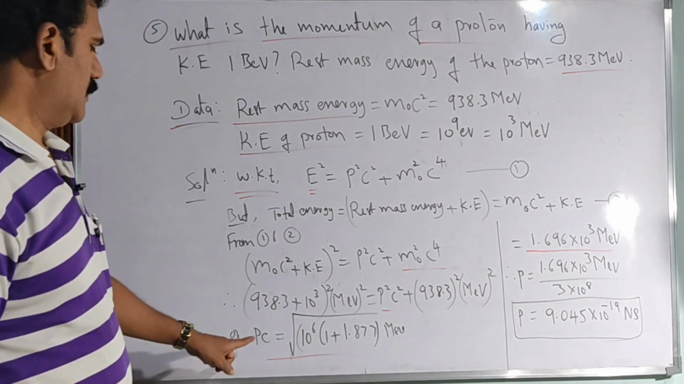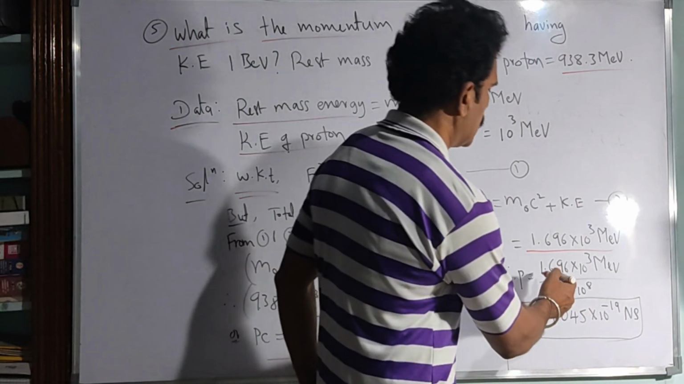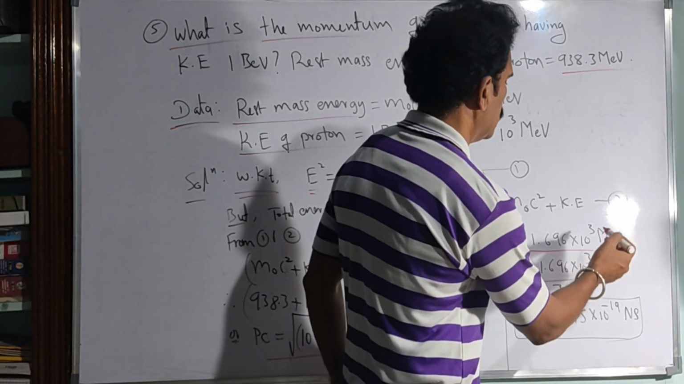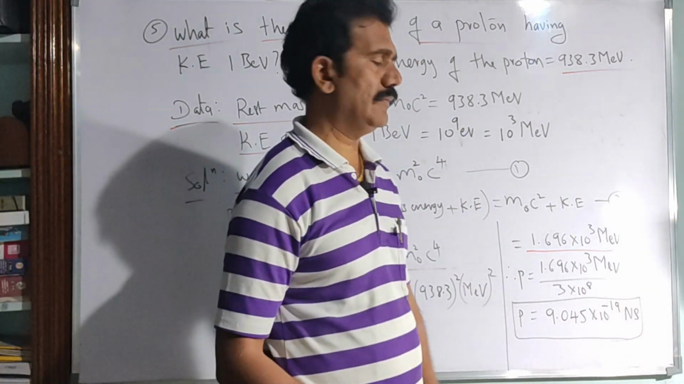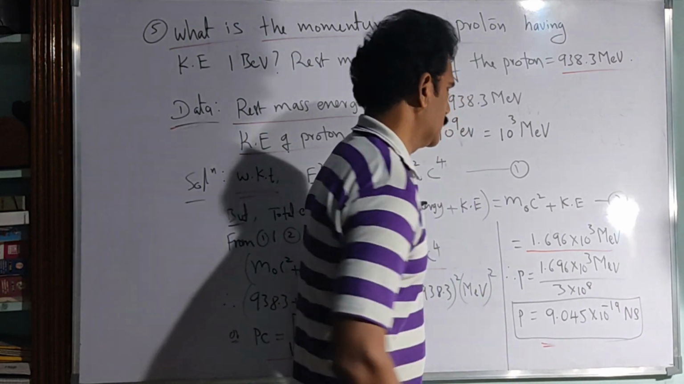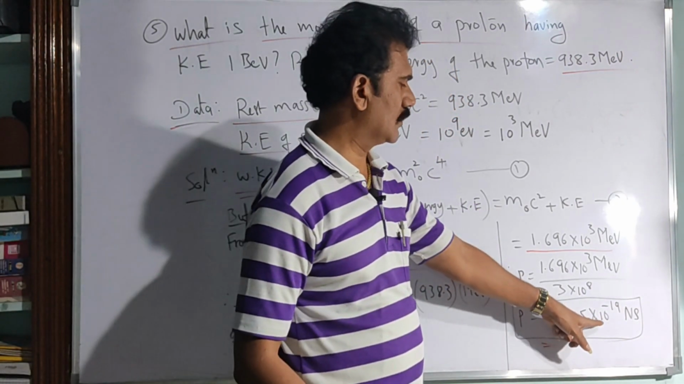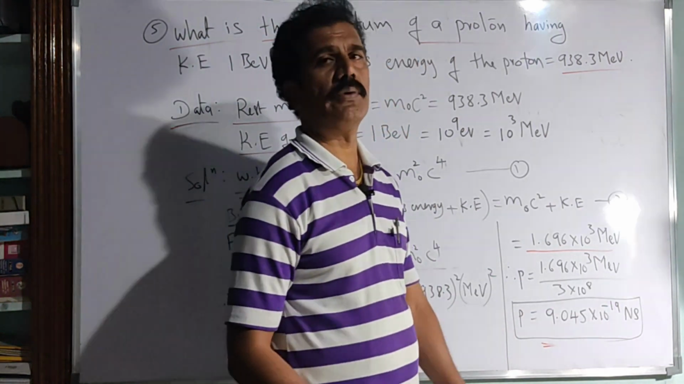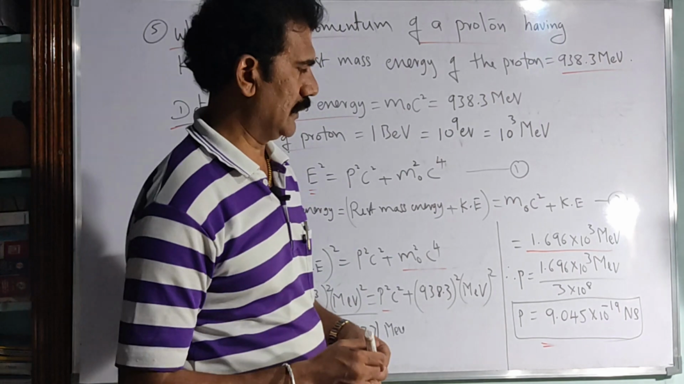But what I want here is the momentum p. Therefore p is equal to 1.696 into 10 to the power of 3 mega electron volts divided by c. The value of c, the velocity of light, is 3 into 10 to the power of 8. After calculation, you will get the value of momentum as 9.045 into 10 to the power of minus 19. The momentum unit is Newton second, so you should write Newton second here.